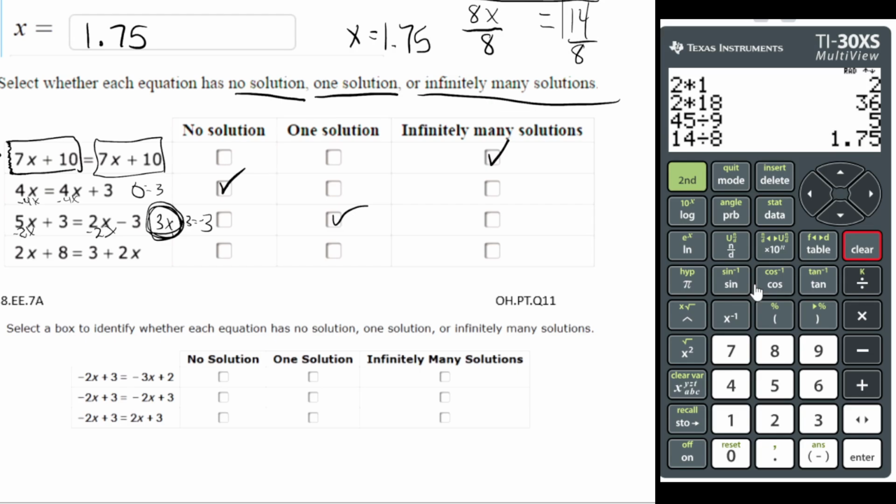Finally, 2x plus 8 equals 3 plus 2x. When you go to move the variables, hey, wow, look at that. Both of your variables are gone. You're left with 8 equals 3, which does not match. So it's no solution. So you can get by these without doing too much math if you have logic.